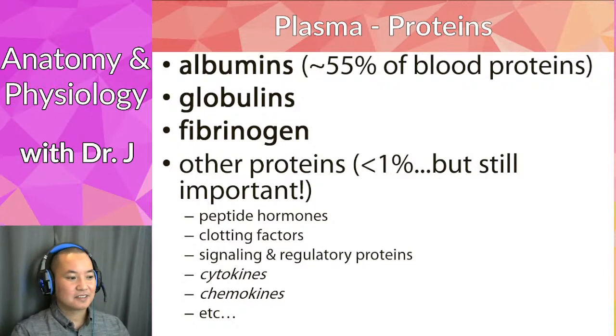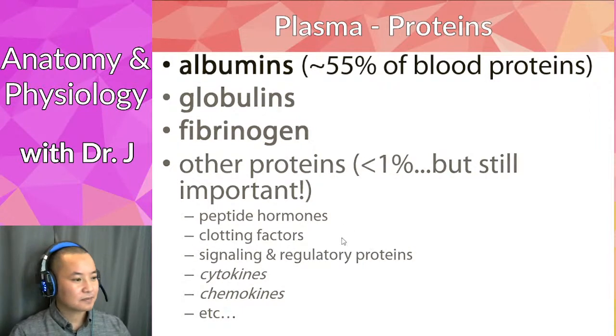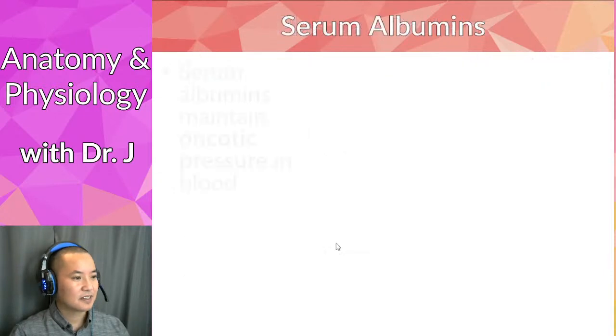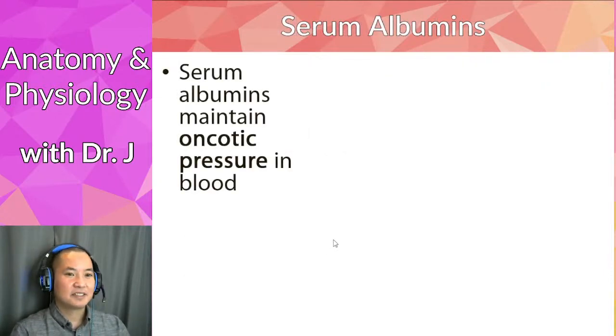But we're not going to, I'm just saying that even though in terms of their overall weight and percentage, they're very small, they still have very powerful effects. So even though they're far from the majority of the mass, it's still important to have these proteins around. Now let's talk about albumins that make up the majority of our blood proteins. Now serum albumins, they maintain something we call an oncotic pressure in blood. And it's good to know this now because this will come up in exam 2 when we talk more about blood pressure. But for now we're talking just about the components of blood itself.